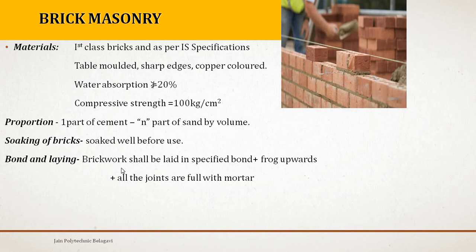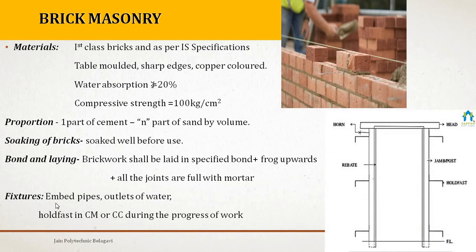Now, bond and laying. The brickwork shall be laid in English bond unless specified, with frog upwards and taking care of all the joints. Joints are full with mortar. No joint should be left empty without mortar. So these are the specifications while laying the bricks. What they have said is brickwork shall be laid in specified bond, but normally in general they go for English bond.